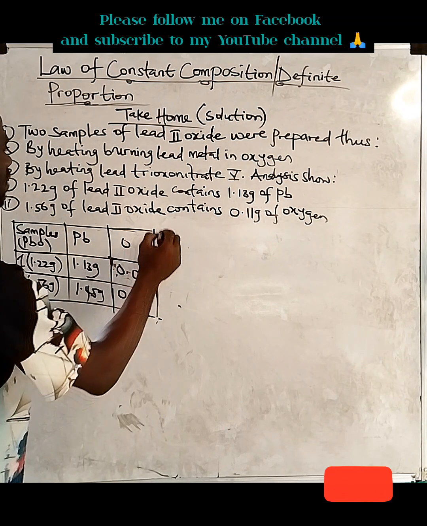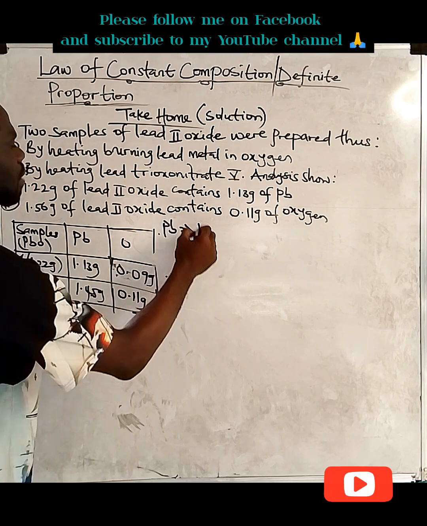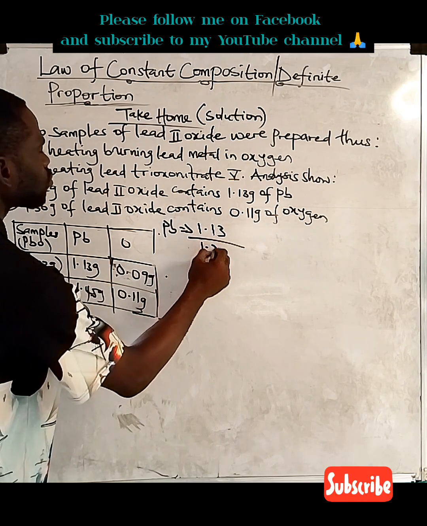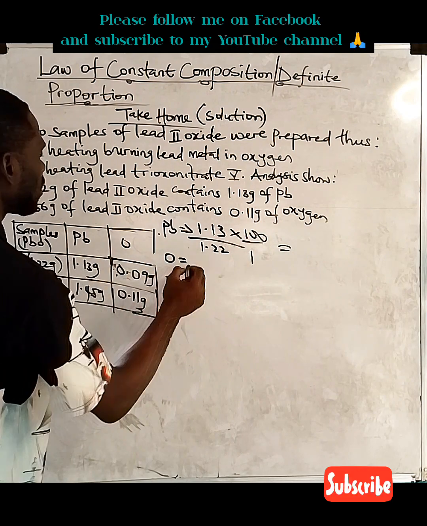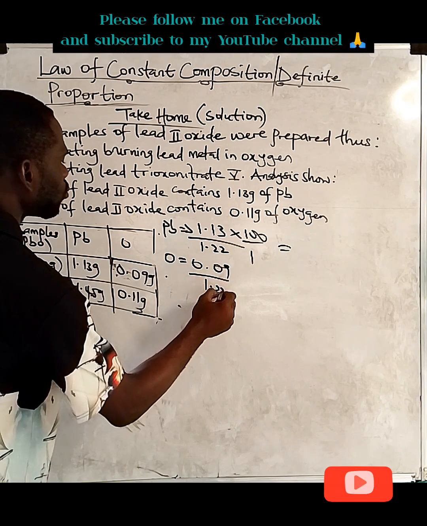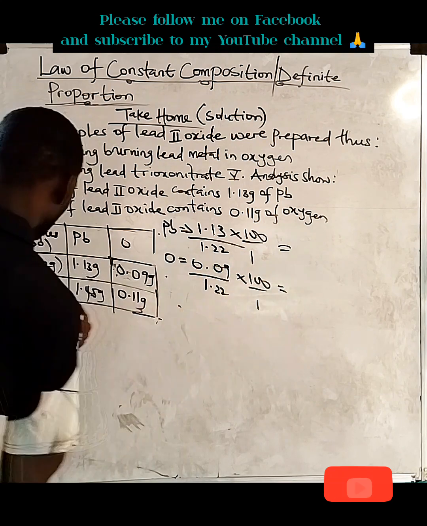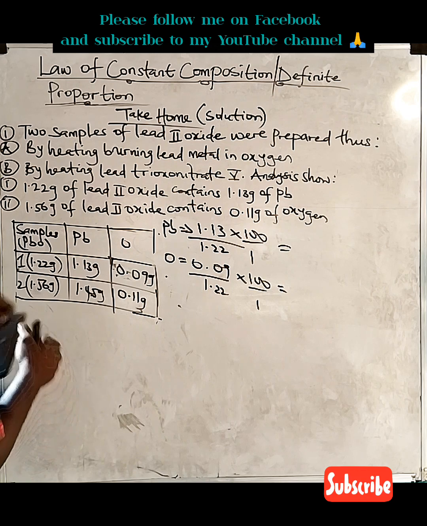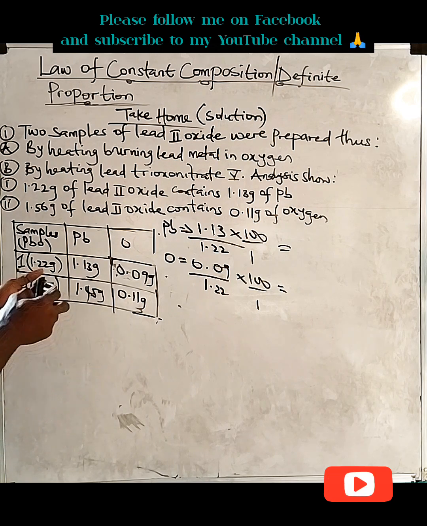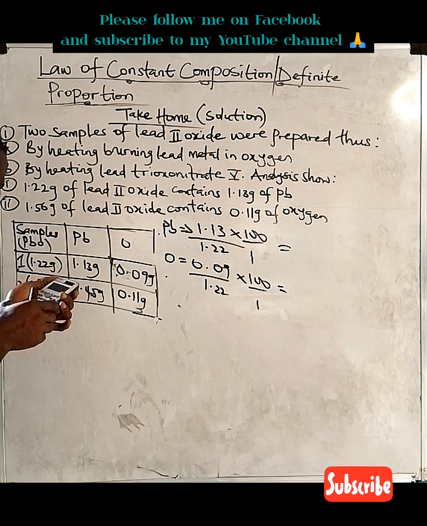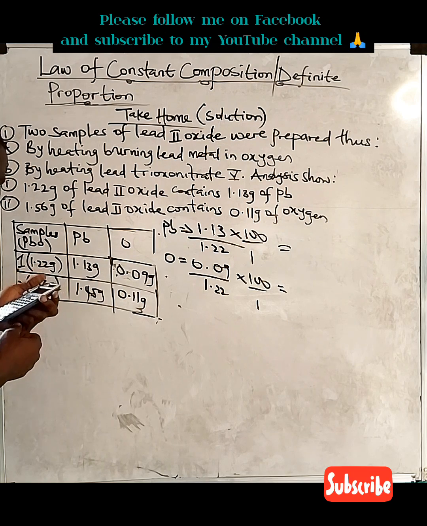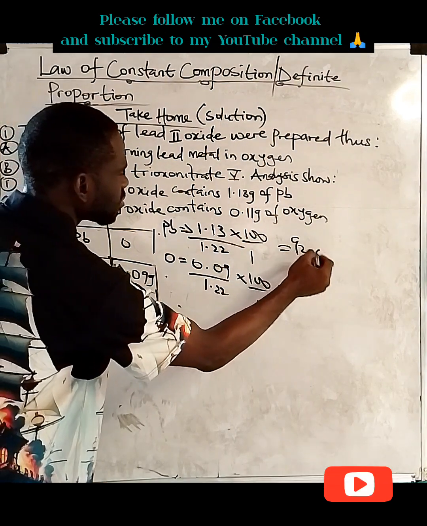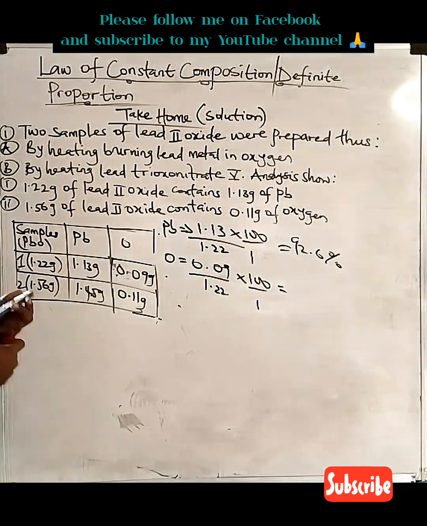First of all, how much percent of lead do we have here? I have 1.13 over 1.22 times 100 over 1. Next, oxygen for the first sample is 0.09 over 1.22 times 100 over 1. So let's do the mathematics. I'm going to use a calculator to help us out. So 1.13 times 100 divided by 1.22 will give us 92.6. So we have 92.6% of lead in the first sample.